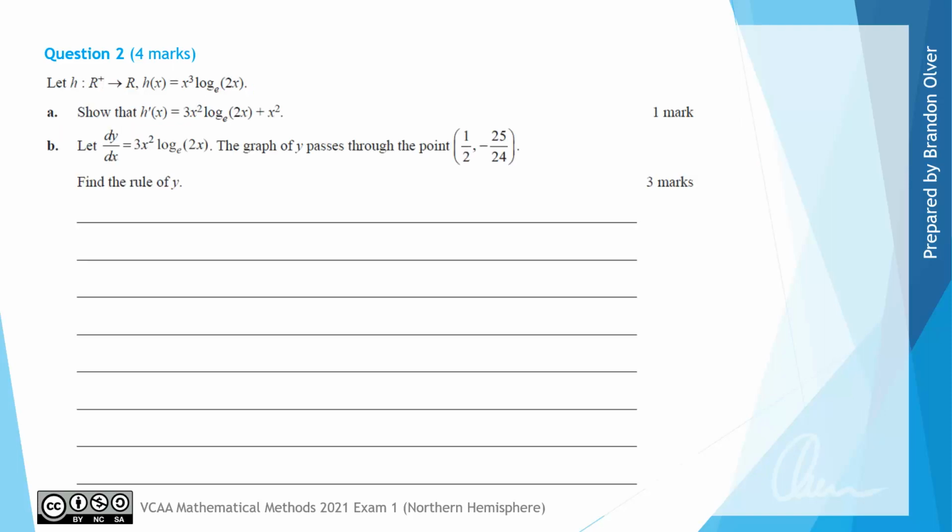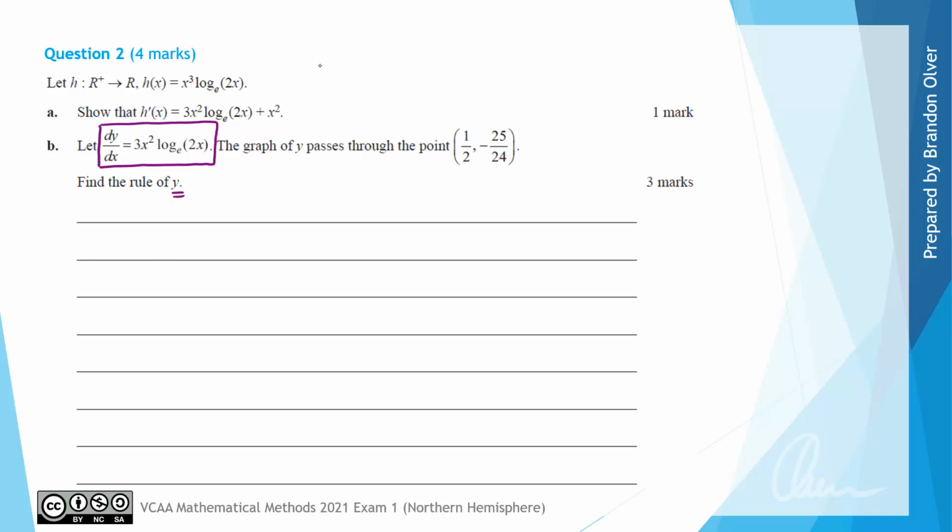For part B of this question, it says let dy dx equal 3x squared log e of 2x, and the graph of y passes through the point 1/2, negative 25 on 24, and our question is to find the rule of y. So if we look at what's presented here, if I just put a box around that because it's quite important, dy dx is equal to 3x squared log e of 2x.